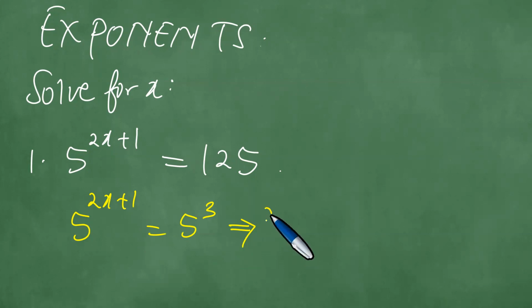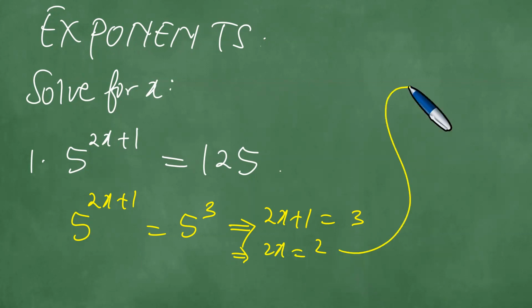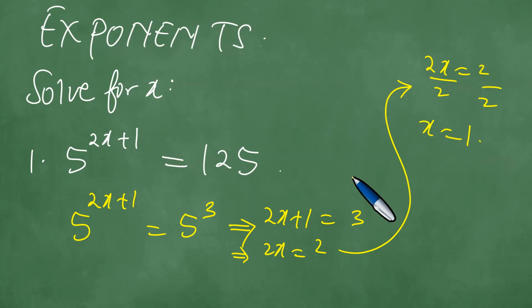So if the bases are the same, you equate the exponents: 2x plus 1 equals 3. 2x equals 3 minus 1. What is 3 minus 1? Equals 2. So if 2x is equal to 2, you divide the left by 2 and the right by 2, so x equals what? x equals 1. One. All right.